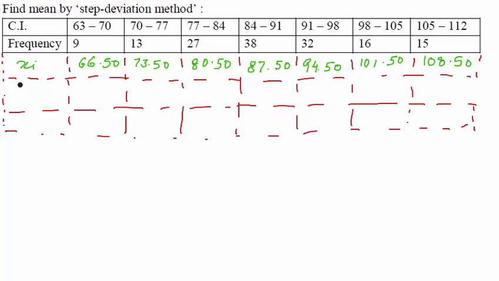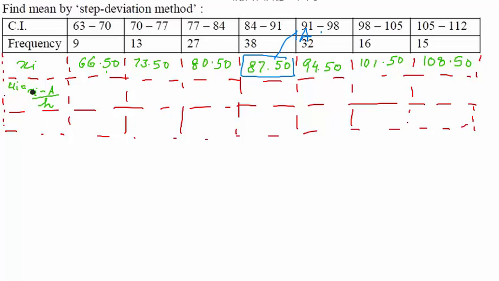Now we find ui, which is defined as the deviation of all the mid values from our assumed mean upon the width of the class interval. So now we have to assume a mean. For the assumed mean, we always take the middle value. Here there are 7 values, so we can take the middle one as the assumed mean.